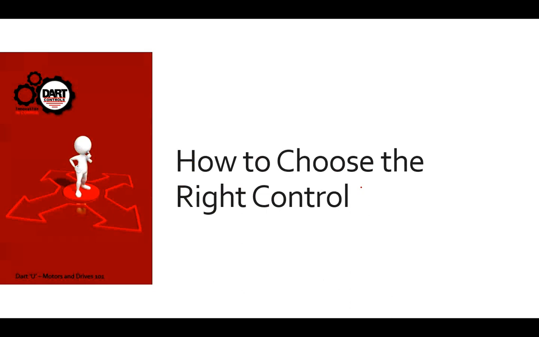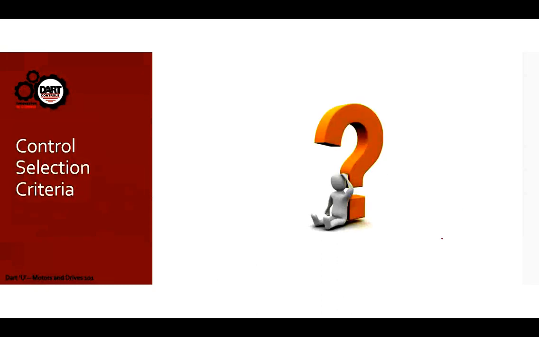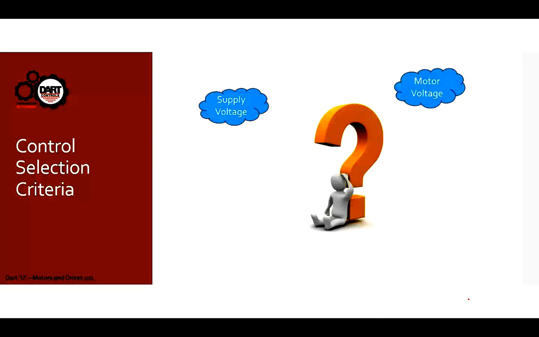Okay, so we're almost done. Let's talk about how to choose the right control for your application. So really, we've already talked about all the selection criteria. We need to think about supply voltage. What's available? If I'm designing a piece of equipment, I'm an OEM. Where is this machine going to be used? Is it going to be used in the home where only 115 volts is available? It's going to be also sent to Europe where it'll have 220 volt. So you got to look at what's the supply voltage going to be.